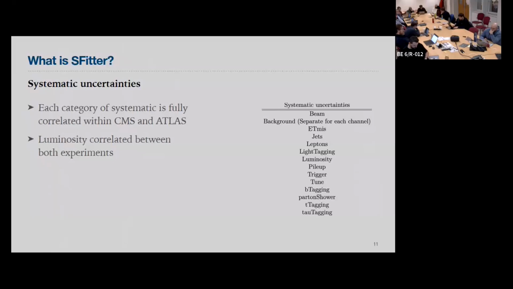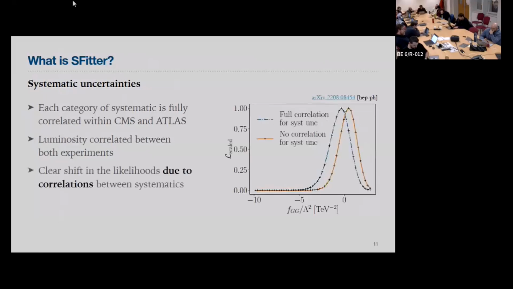And why do we care, and why is this important to us? To show this, I have a plot from one of our previous papers. So this is a fit not in the top sector, but with the Higgs, electroweak precision and diboson data. But basically here in orange, you see the results if you neglect any of these correlations, and in blue, if you take all of them into account. So you can see a very clear shift in the results just after including all of these correlations between these uncertainties. Yeah, which is why these correlations and uncertainties are so important to us in our fits.